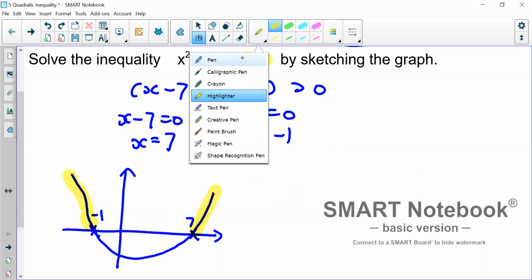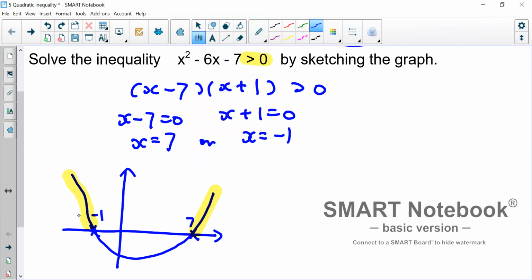You can see from the highlighted region that we're looking at two different regions on my graph. So when we describe using inequality, we have to use two inequalities to describe it. For the one on the left-hand side, we can say that x has to be less than minus 1, or for the right-hand side, x is greater than 7. So here's your answer.